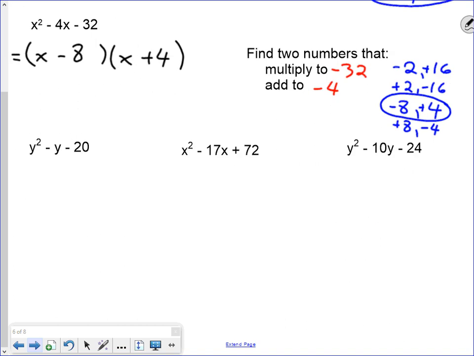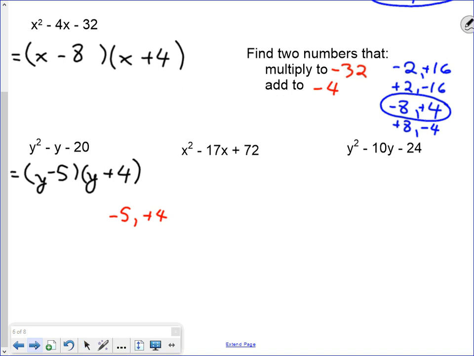All right. A few more down here. Here we're going to have y and y. What are our numbers going to be here? I think they're going to be negative 5 and positive 4. Negative 5 and positive 4 multiply to give us negative 20, and they add to give us negative 1. So y minus 5 and y plus 4.